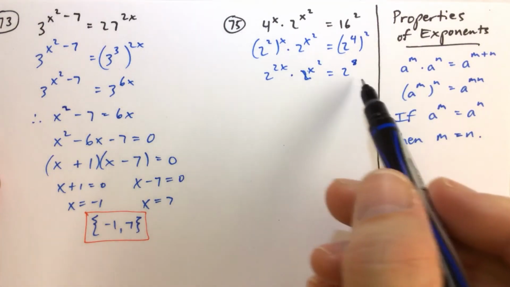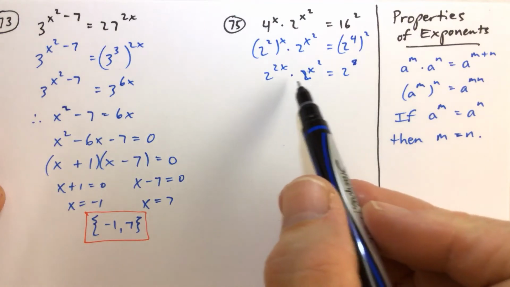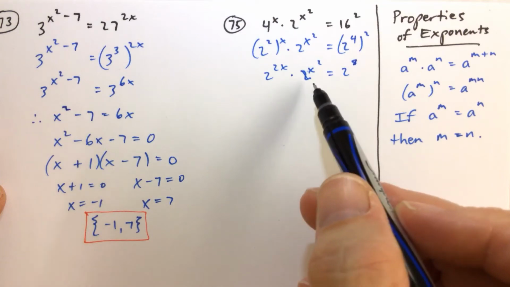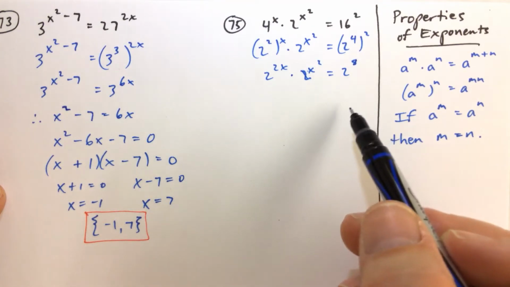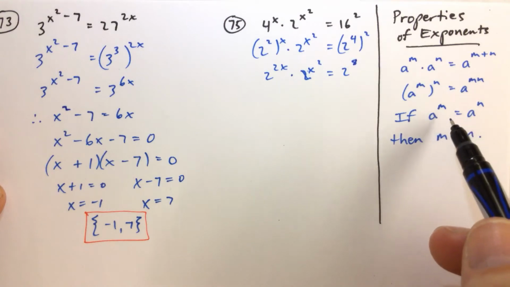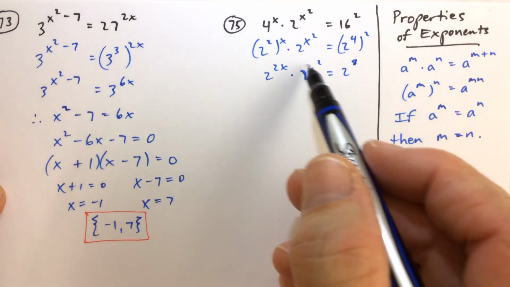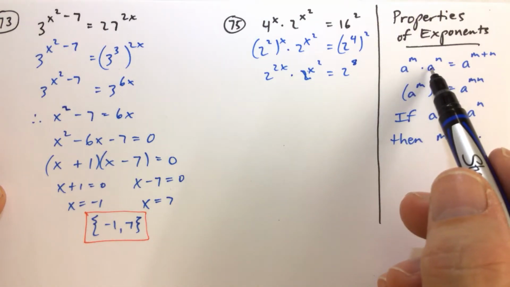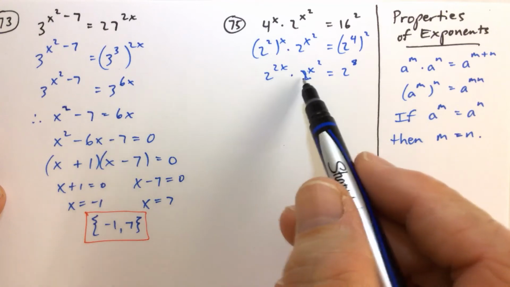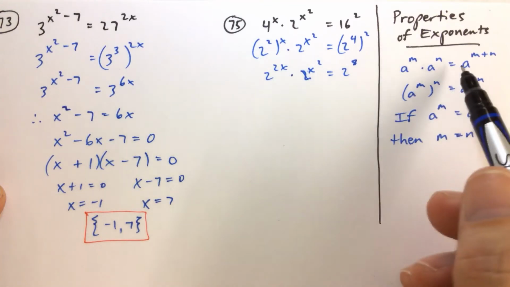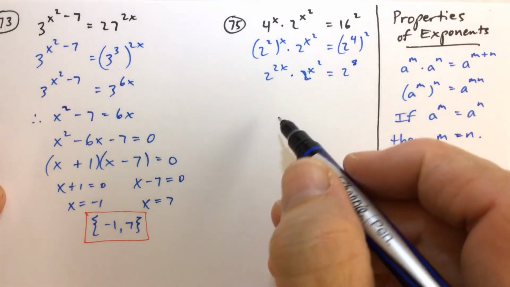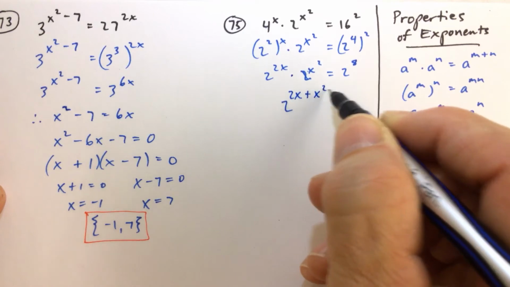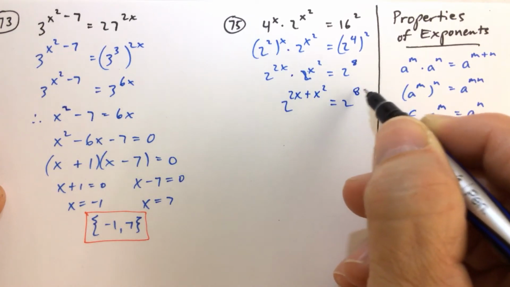Before we equate anything, we can't yet until we get just one term on the left-hand side. In other words, 2 to some power on the left and then 2 to some power on the right. That's when we can use this third property. In order to combine the 2 terms on the left-hand side, we use this property: if you're multiplying 2 terms whose bases are the same, you add the exponents. So we're going to rewrite the left side as 2 to the 2x plus x squared, and on the right side we just keep our 2 to the 8th.